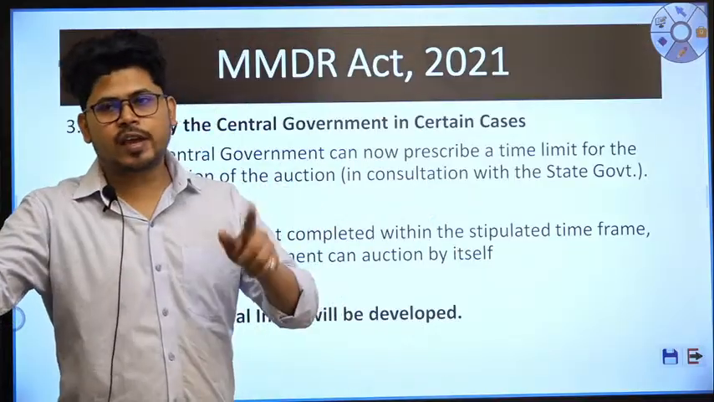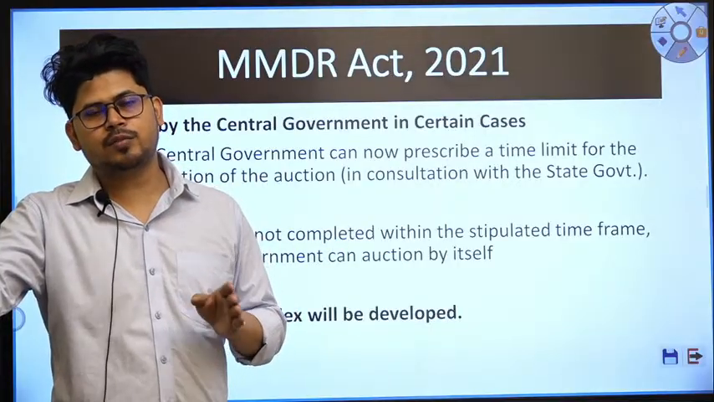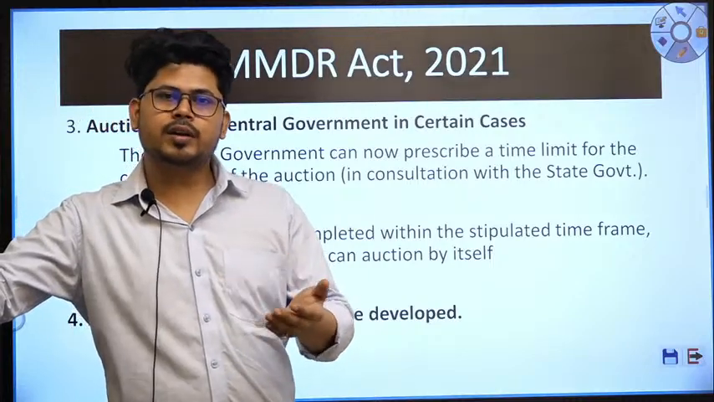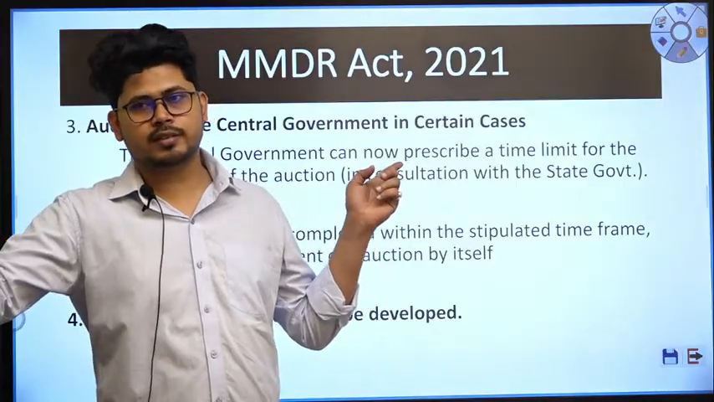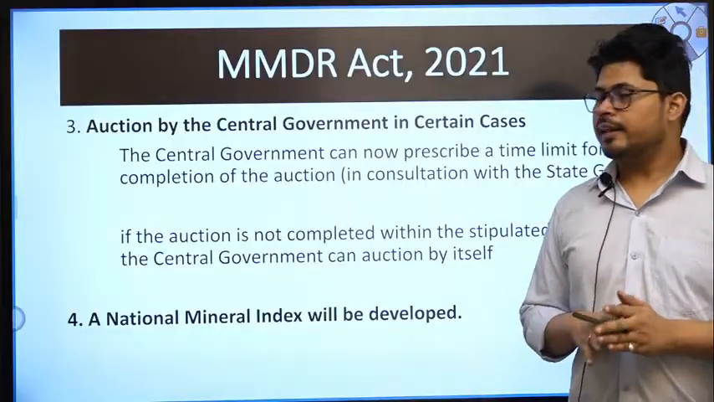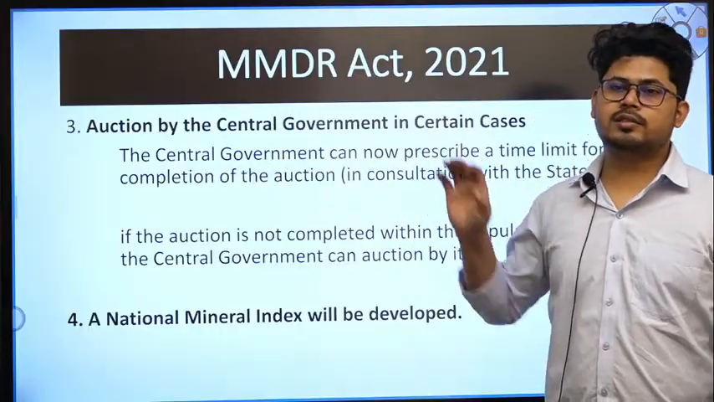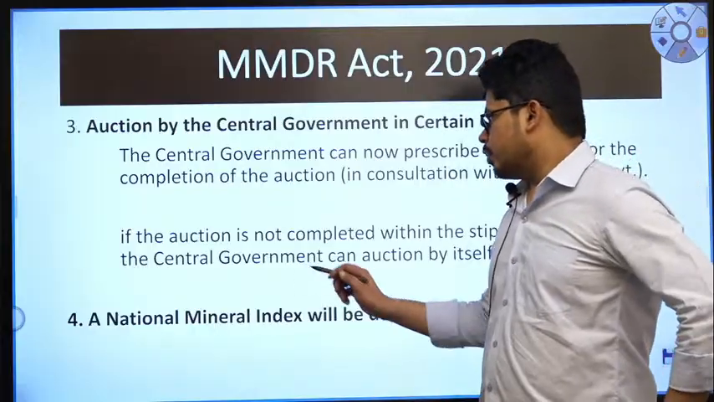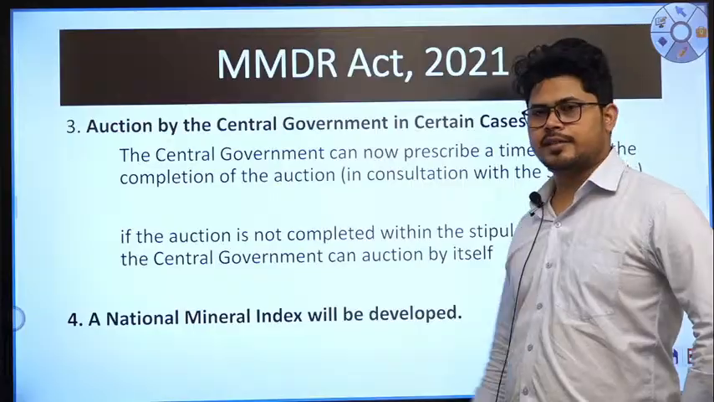If the state government fails to auction the mineral that has been extracted from some mine within 3 months, then what will happen? The central government will auction that mineral itself, but the royalty that is being paid will go to the state government itself. That is, now the central government will be able to auction some mineral that was being earlier auctioned by state government, but the royalty will go to the state government itself, जैसा कि पहले था. Okay, if the auction is not completed within the stipulated frame, the central government can auction by itself.